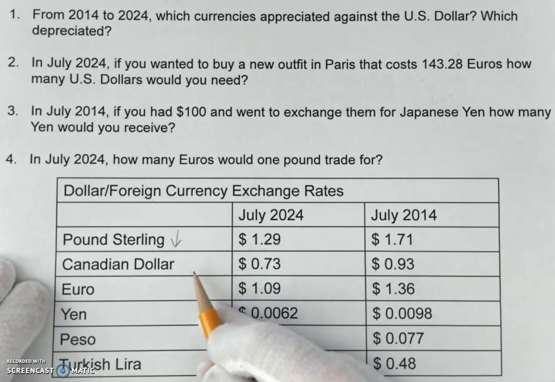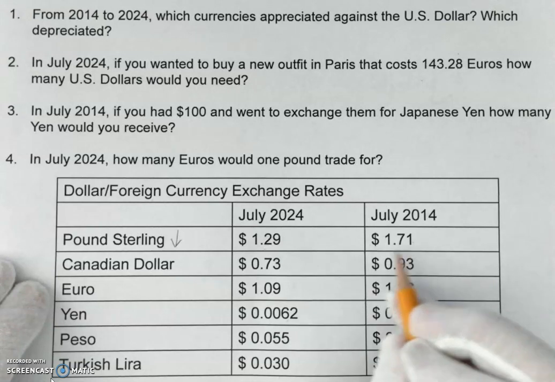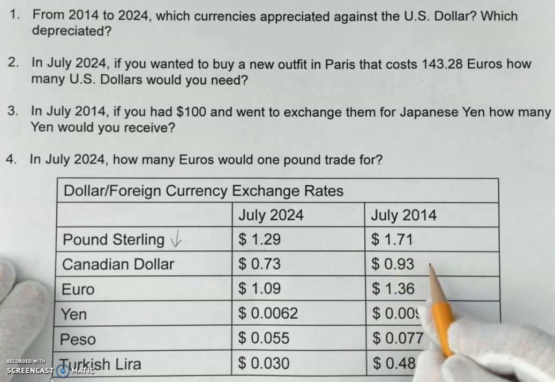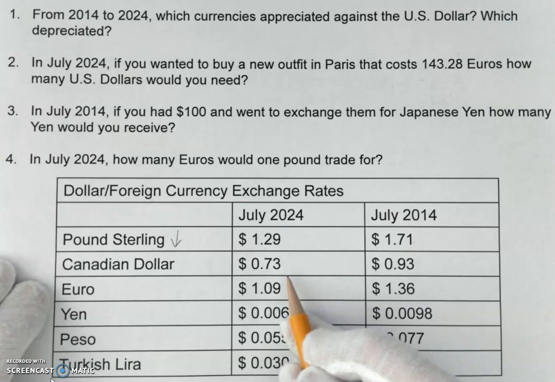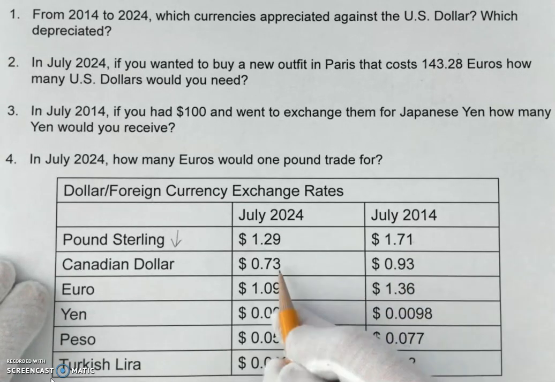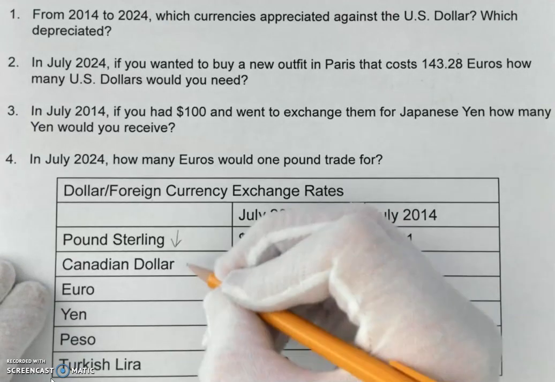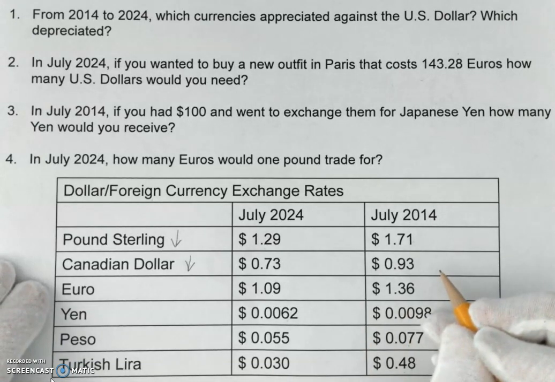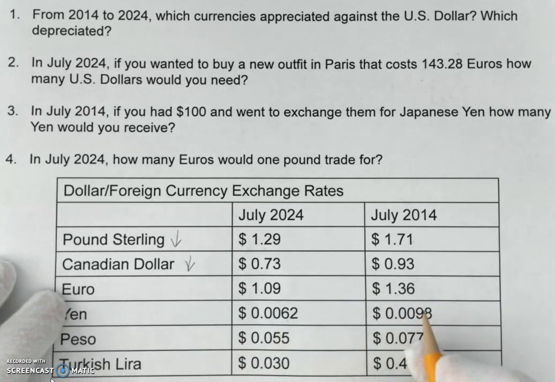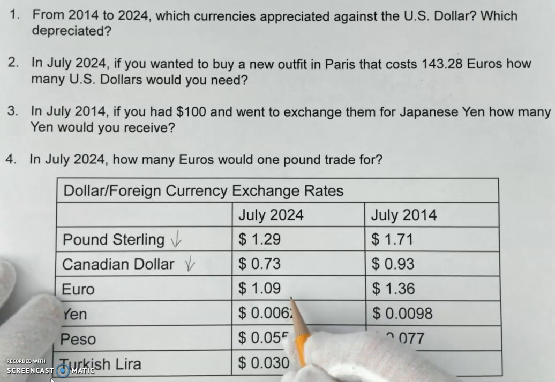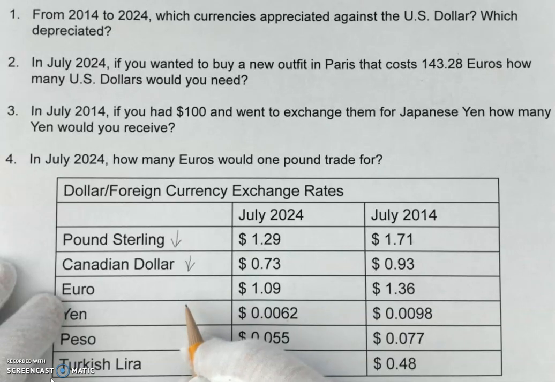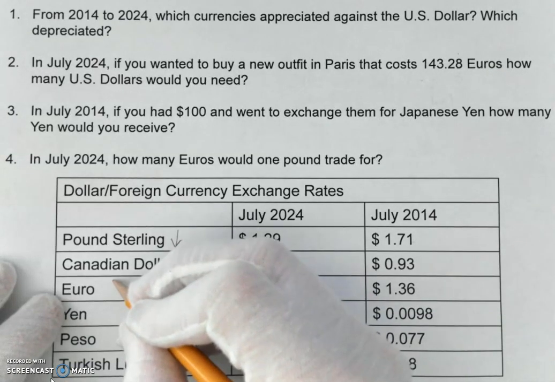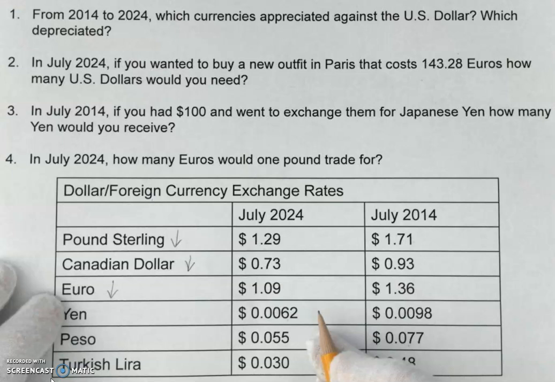For the Canadian dollar, it looks like it was 93 cents in 2014. It went down to 73 cents. Same pattern. If the Canadian dollar is becoming cheaper for Americans with US dollars, then it's depreciating. The US dollar is appreciating. The euro. The euro was $1.36 in 2014. It went down to $1.09. The euro is going down in price. It's depreciating. The US dollar is appreciating.